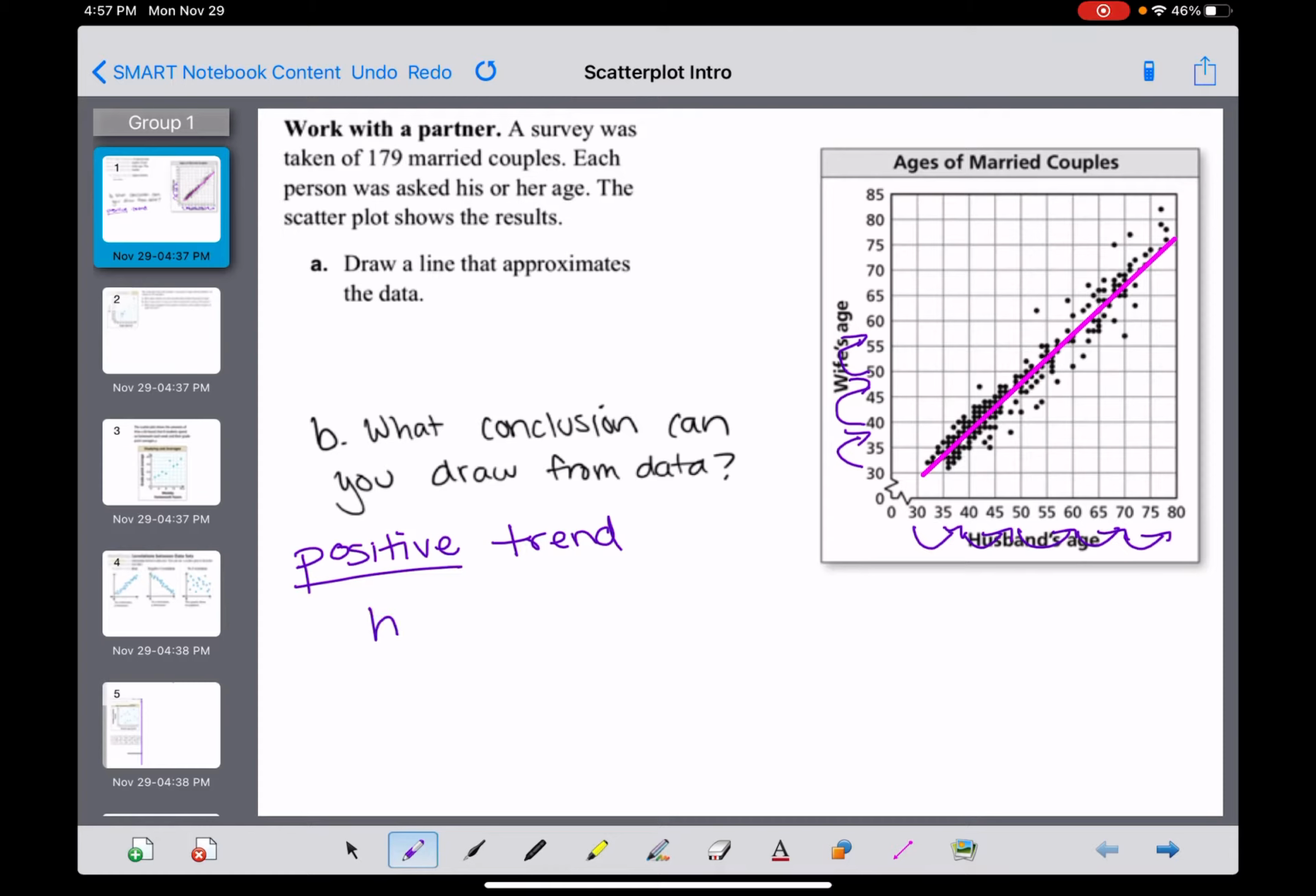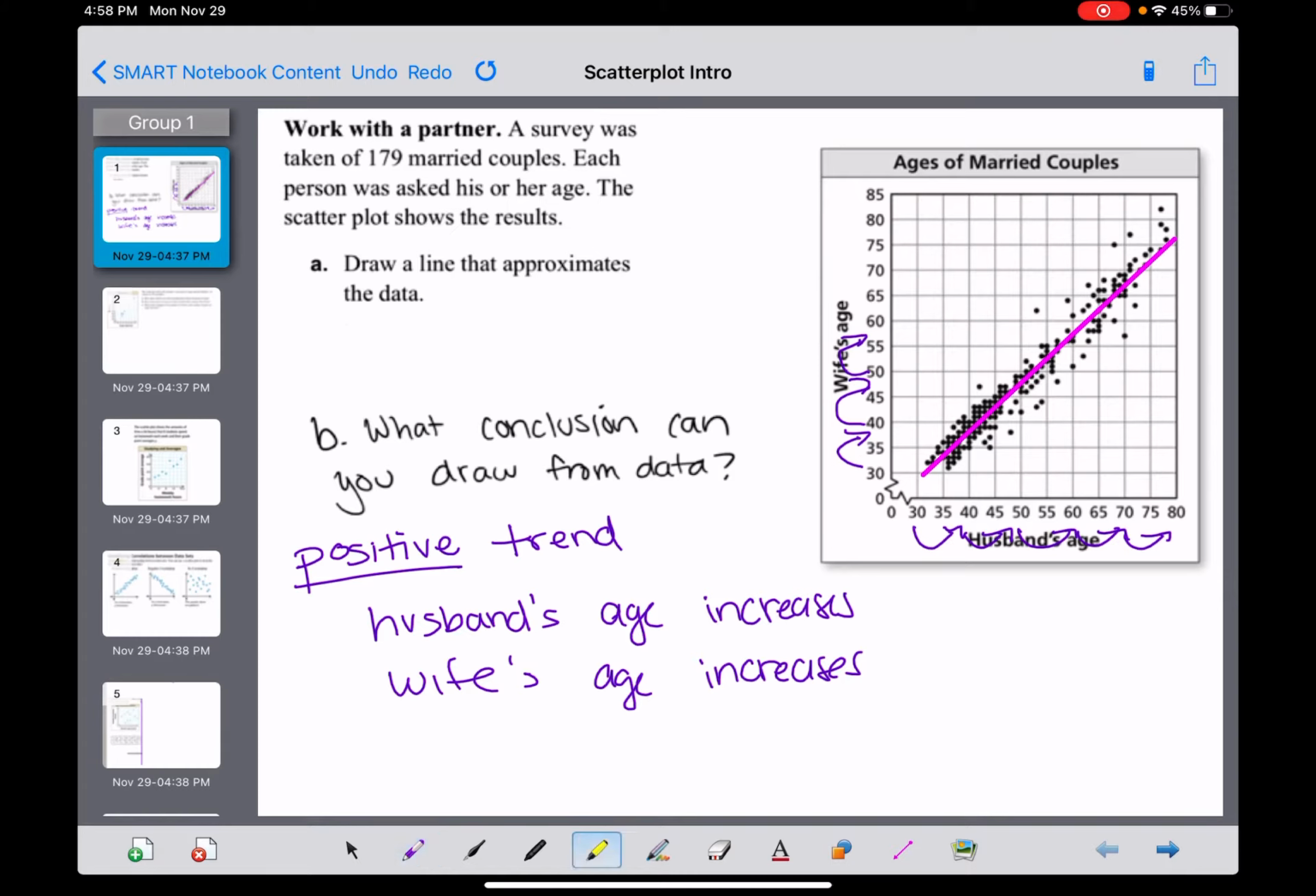So as the husband's age increases, the wife's age also increases, which isn't always the case because sometimes you have these little outliers off to the side where you have like a 50-year-old husband with a 62-year-old wife.